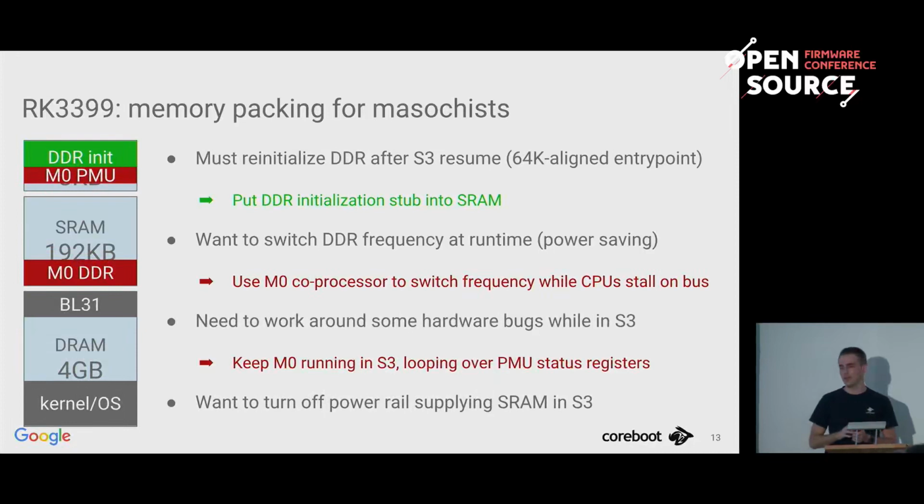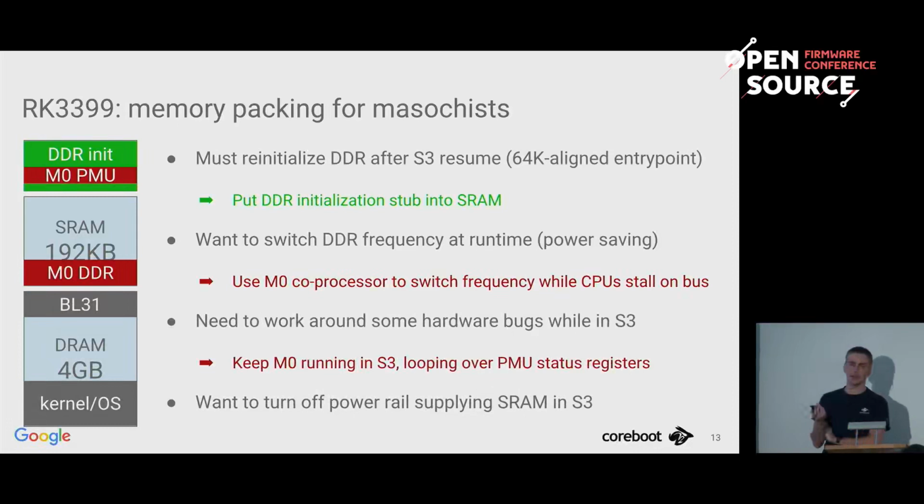But then we realized the DDR init has to start at 64K, but after that it's really just normal code. So we can really sort of rip it apart and sandwich it carefully around the M0 code. And with a lot of juggling bits and counting instructions, we managed to get this all in 8K.